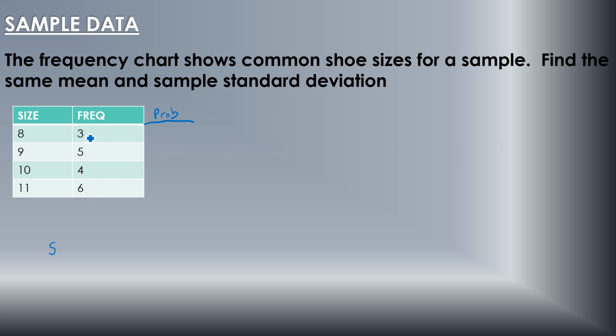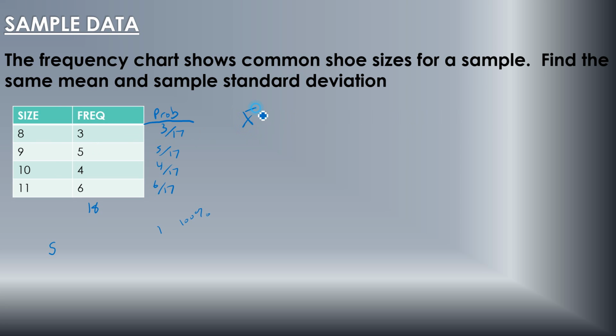So I see that I have 3 plus 5 plus 4 plus 6, so I do have 18 data. But when I go to do my probabilities, I'm actually going to use 17 because I only have 17 degrees of freedom, which does mean when I go to add up these probabilities, I won't get 1. I won't get 100%. I'll get something a little bit over 100%. And when we're working with sample data, that is okay. So this is our sample.